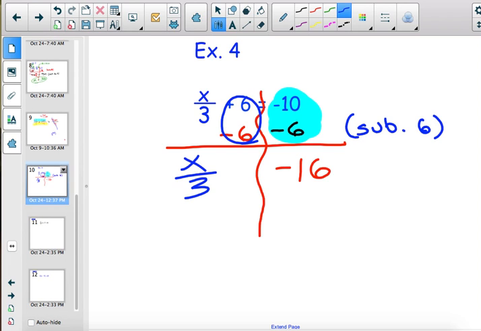What's the opposite of divide by 3? Multiply by 3. You guys see why I write it up here? Because it's like 3 over 1, and I just say it cancels. A negative times a positive is a negative 48.